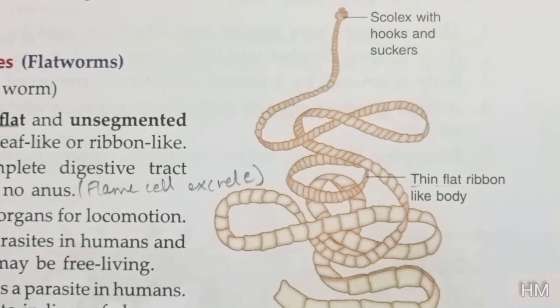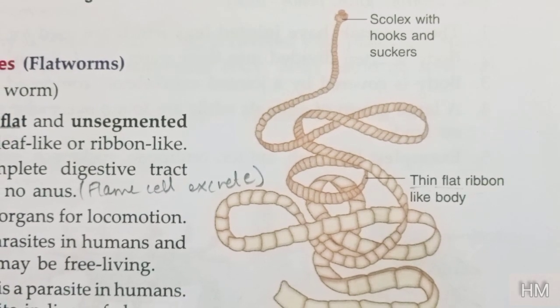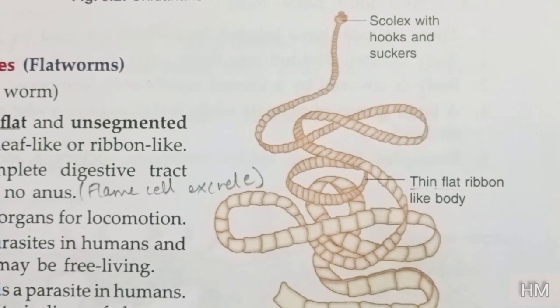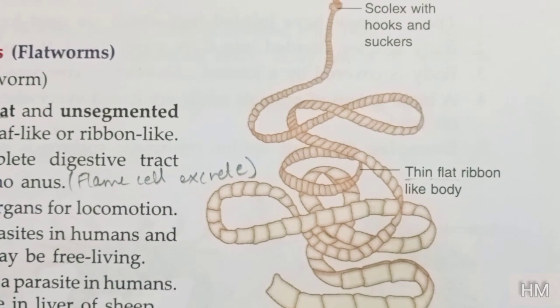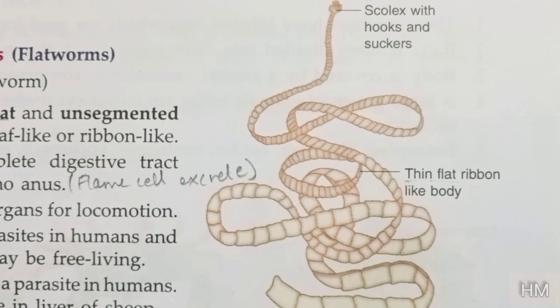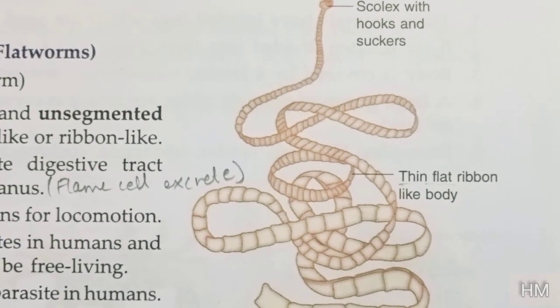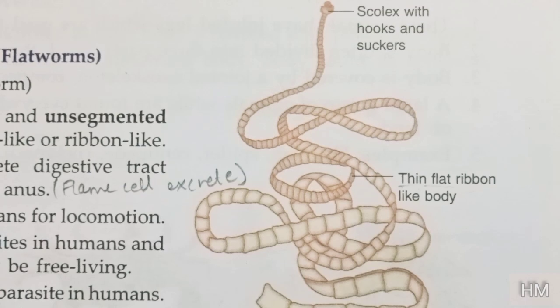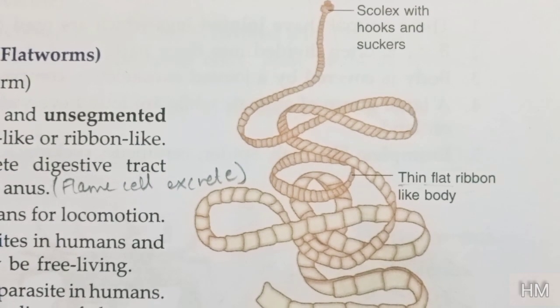A very interesting thing about organisms which belong to the phylum Platyhelminthes is that they have an incomplete digestive tract. That means they do not have an anus. They do have a mouth, but they don't have the anus. Hence, we say they have an incomplete digestive tract. So the question here is, then how do they excrete? They take the food in through the mouth, but the excretion happens through the flame cells. Now what are flame cells? Inside the body they have cells called flame cells which help in the process of excretion. They also do not have any organs for locomotion.